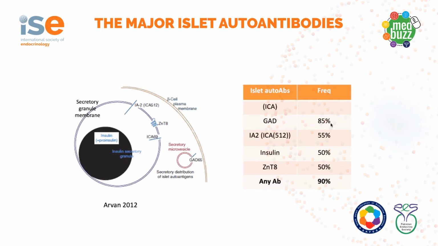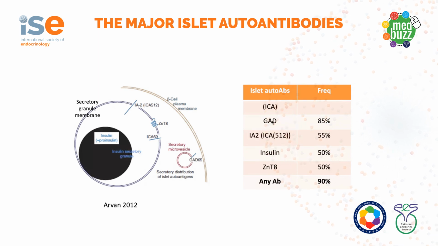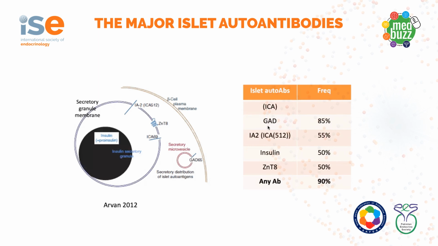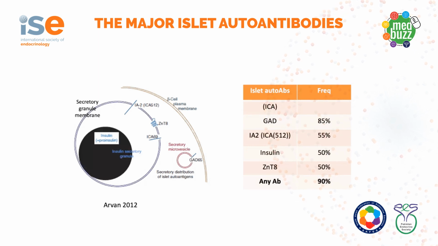And if we look at the frequency of appearance of these antibodies, GAD is present in 85% of adults newly diagnosed with type 1 diabetes. If you're going to do one antibody to check if it's type 1 or type 2 diabetes, then GAD is the one to go for. But generally, here in the UK anyway, what we measure is 3 of them. So we do GAD, we do IA2, and we do ZNT8.